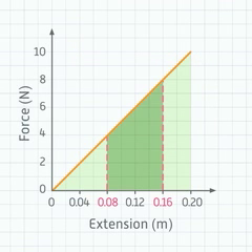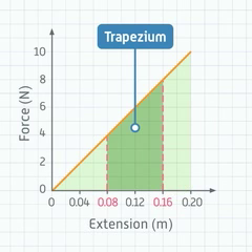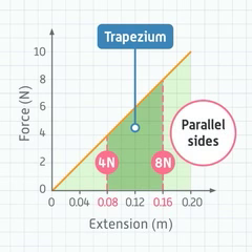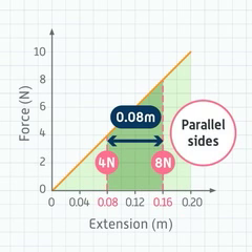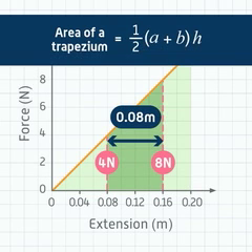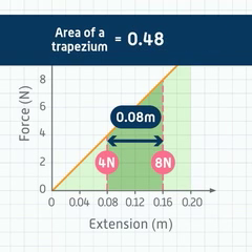Consider the area under the graph between an extension of 0.08 and 0.16 meters. The shape of the space under the graph between these extensions is a trapezium with vertical parallel sides of lengths 4 newtons and 8 newtons. The perpendicular distance between these parallel sides is 0.08 meters. Using the formula for the area of a trapezium, area equals the sum of A and B multiplied by 1/2 and multiplied by the height, we find that the area under the graph is 0.48.